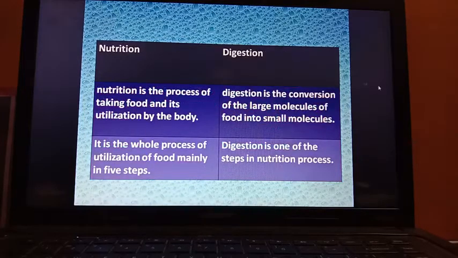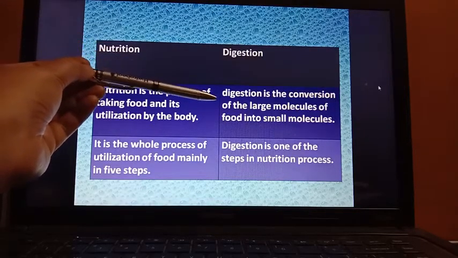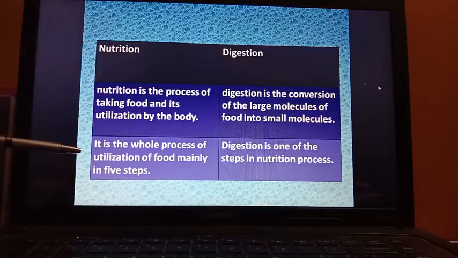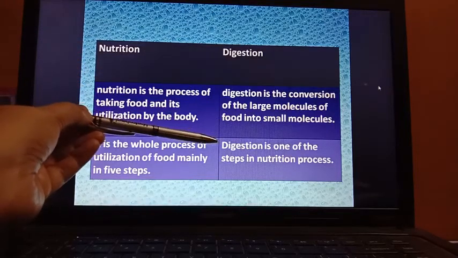Next difference is in between nutrition and digestion. Nutrition is the process of taking food and its utilization by the body. Digestion is the conversion of the large molecules of food into small molecules. Nutrition is the whole process of utilization of food, mainly in 5 steps. Digestion is one of the steps in the nutrition process.